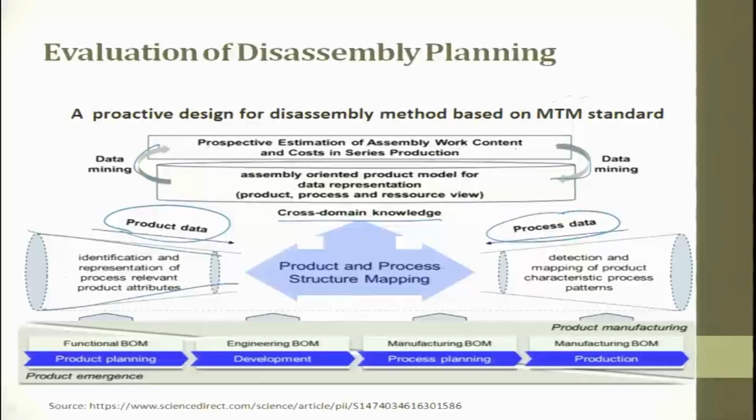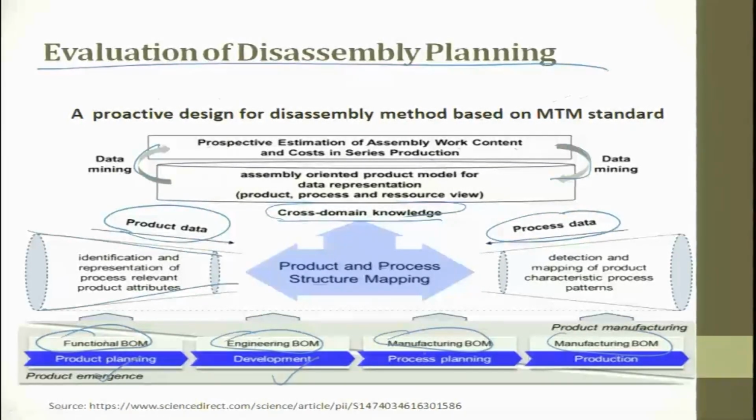So, identification, representation, process relevance and product attributes. Here, detection and mapping of the product characteristics and process pattern. So, the cross domain knowledge is product and process structure mapping. You see here functional BOM, engineering BOM, manufacturing BOM. Here process planning, development, engineering BOM. Then we have process plan; here it is product planning, here it is process planning and here it is production. So, this is all evaluation of disassembly planning.